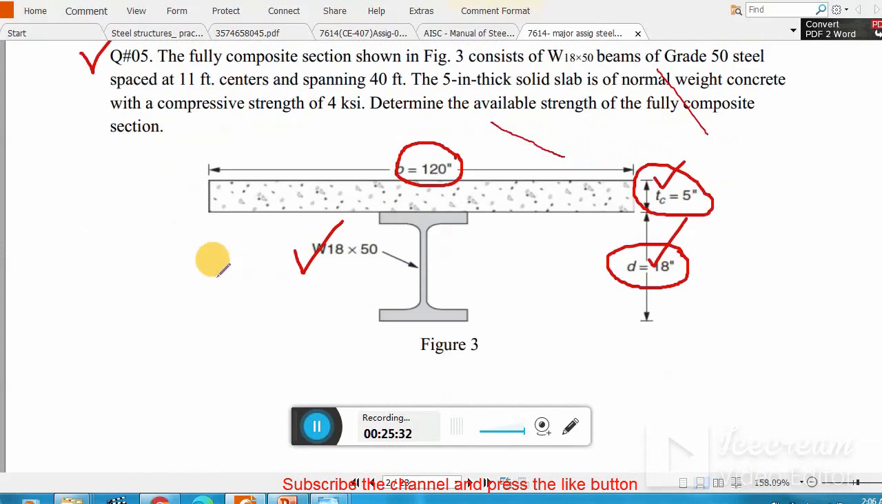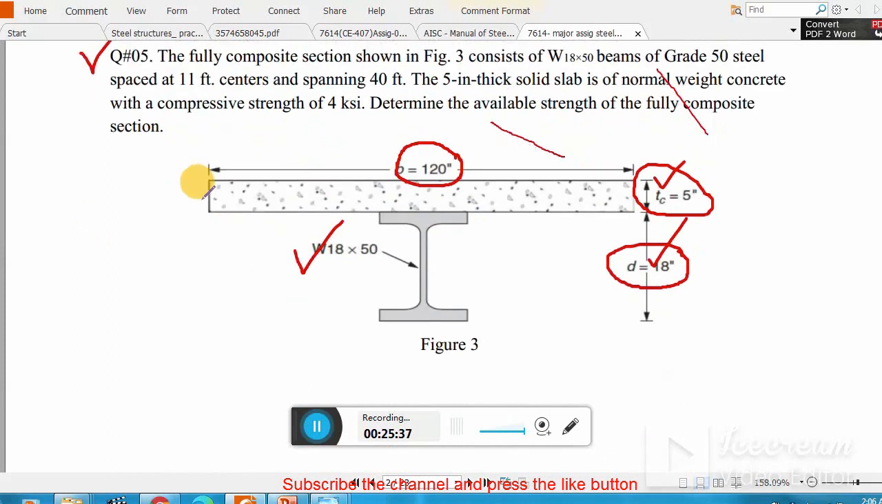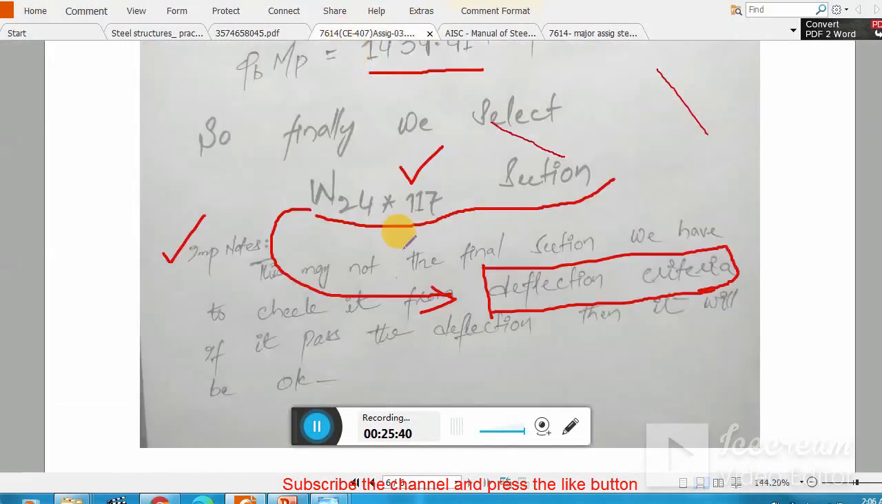I explained these two questions. If you understand these two questions, because these are analysis questions, you will obviously understand the design of the composite section. This ends up.